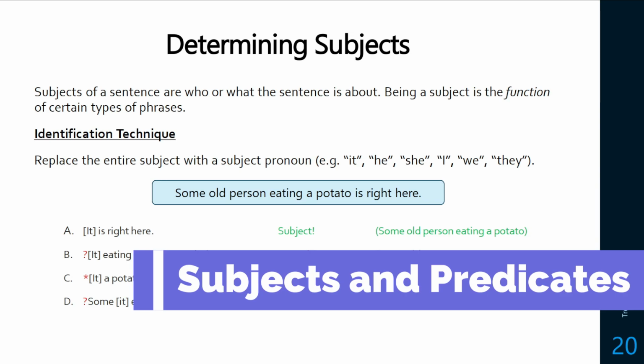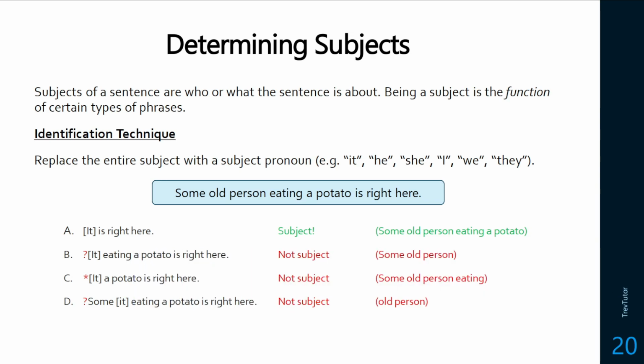So a subject of a sentence or clause is who or what the sentence or clause is about. And we say that being a subject is the function of a phrase. So you can have a noun phrase that is a subject, a gerund phrase that is a subject, an infinitival phrase that is a subject. If we don't know what those words mean, don't worry. That's what these courses are for.